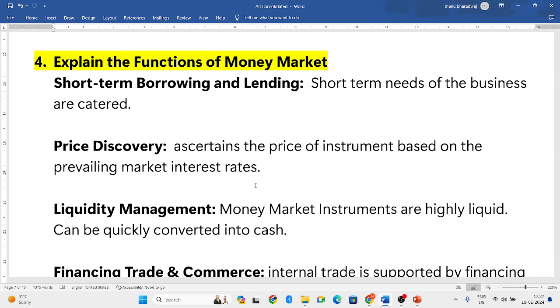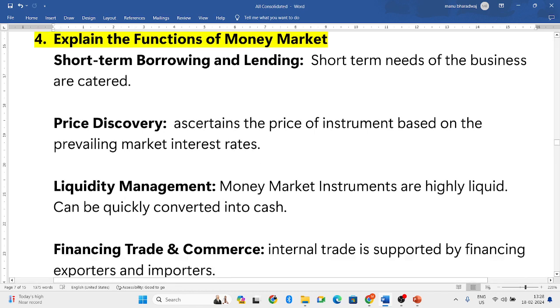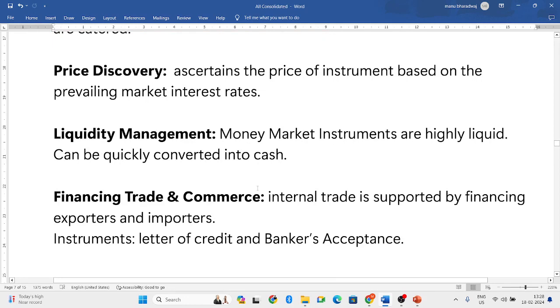Price discovery. The price is decided based on the prevailing market interest rate. Whatever the current market interest rate is, based on that parameter, the money market instruments' rates will be decided. Liquidity management. As we all know, money market instruments, the financial securities, can easily be converted into cash within a year. You need not wait for more time. The financial securities can be converted into cash in less time, so it is highly liquid. So the liquidity management function is also important for the money market.